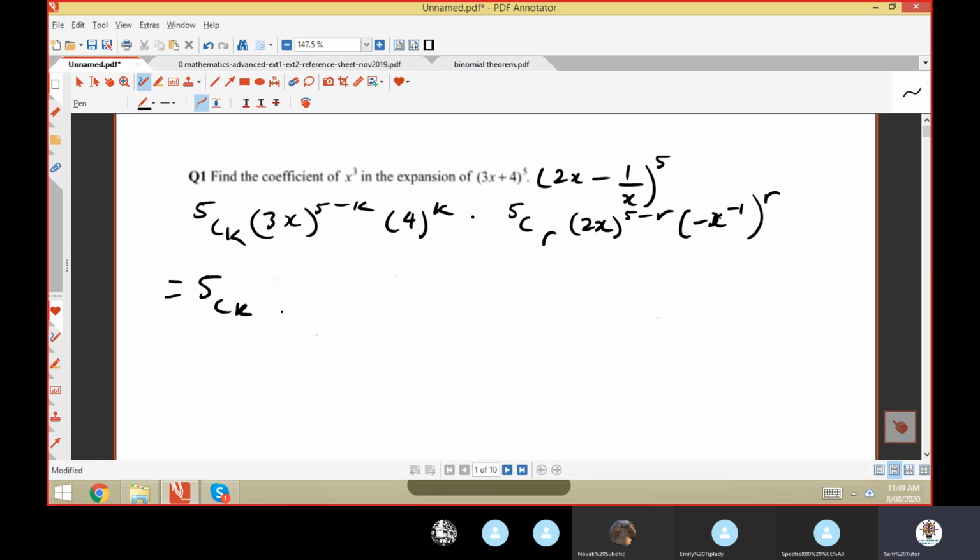Then, as always, we break it up just so we can see what our components are for our x's. That's just that, multiplied by 5 choose r, 2 to the power of 5 minus r, x to the power of 5 minus r, negative 1 to the r, and then x to the power of negative r.